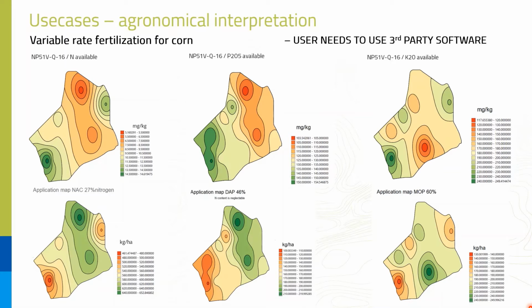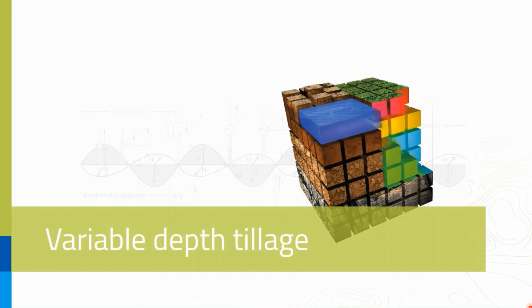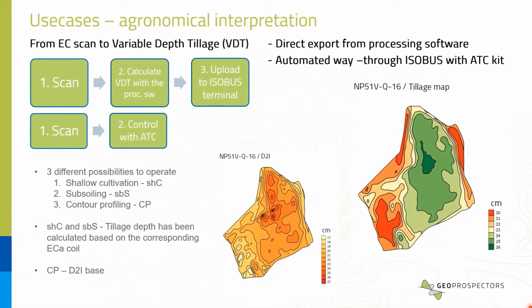Continuing our exploration of Topsoil Mapper data products, the next step I would like to introduce to you is variable depth tillage. Based on the same field, I also calculated a tillage map. It is important to highlight here that we have two different ways to implement tillage maps on our equipment. One is the full online control, where we use the Topsoil Mapper together with the automatic tillage control kit.